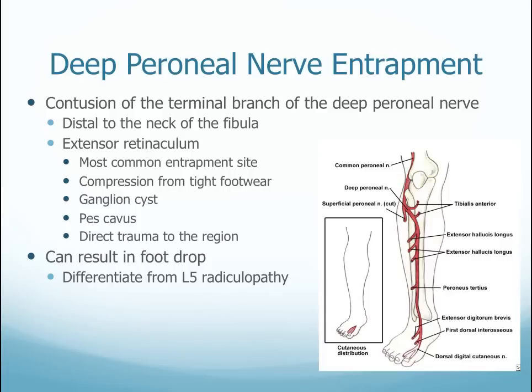This needs to be differentiated from an L5 radiculopathy. Though the sensory pattern with an L5 radiculopathy and deep peroneal entrapment will be different. So we always have to match the sensory findings, the motor findings, and or any appropriate reflex findings to determine, is this coming from nerve root or is this coming from peripheral nerve? And as noted on this slide, the sensory pattern for deep peroneal nerve is between the first and second toes.